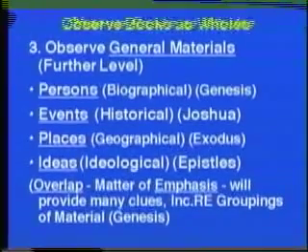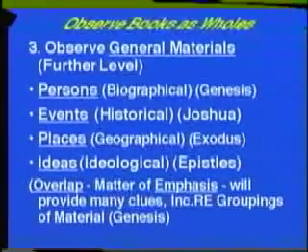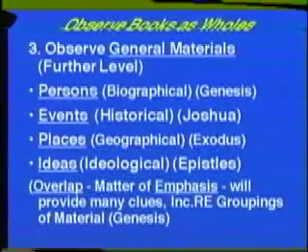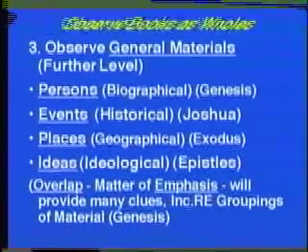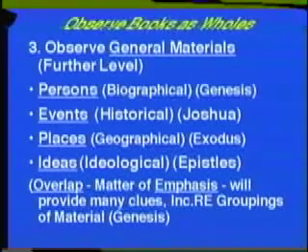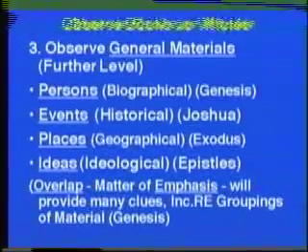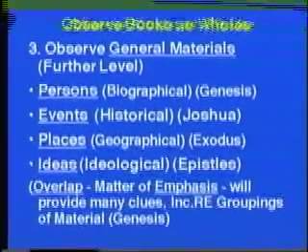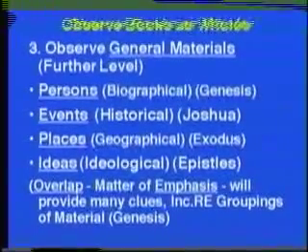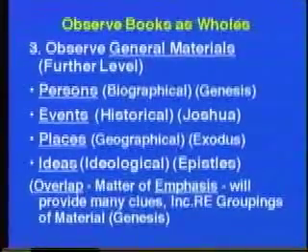Or events, the book of Joshua, historical, the events involving the conquest of Canaan. Or places like Exodus. In Egypt, there are three units geographically. In Egypt, 1 through 12. On the way to Sinai, 13 through 18. 19 following through 40 at Sinai. See? Or ideas, as you have in the epistles, and as we have in 2 Timothy, which we'll come to in just a moment. What ideas do you have here?